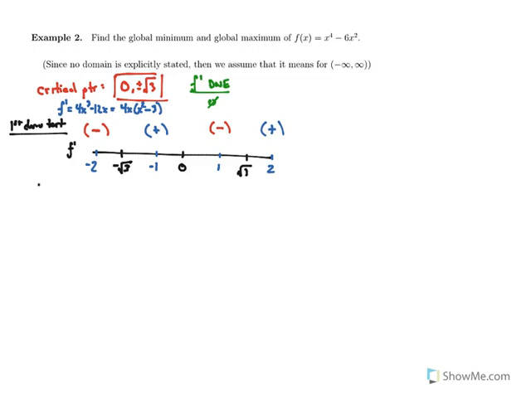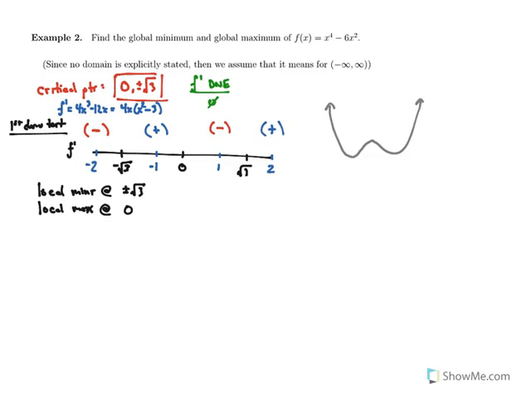So what this means is that we have local mins at positive negative root 3 and local max at 0. And that gives us some information about what's going on with this function. In fact, we could probably graph the function at this point. We know that it's going to look something like this.